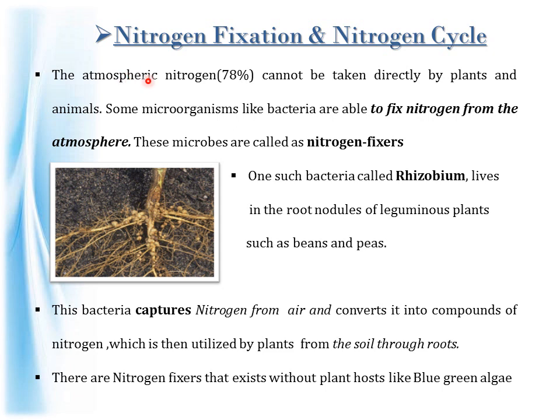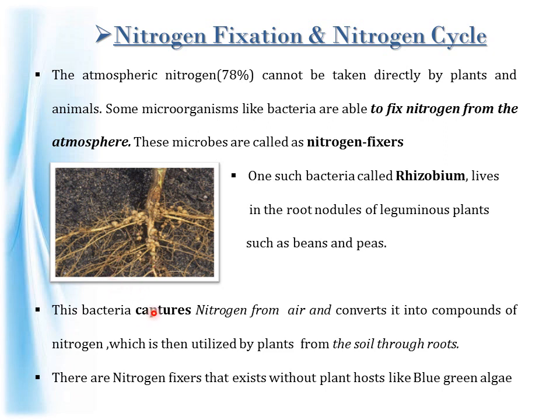The atmosphere contains 78% of nitrogen, and this nitrogen cannot be taken directly by plants and animals. Some microorganisms like bacteria are able to fix the nitrogen from the atmosphere, and those microorganisms are called nitrogen fixers. That is, these nitrogen fixers fix the nitrogen from the atmosphere. Now, one such example is rhizobium. This rhizobium lives in the root nodules of leguminous plants such as beans and peas.